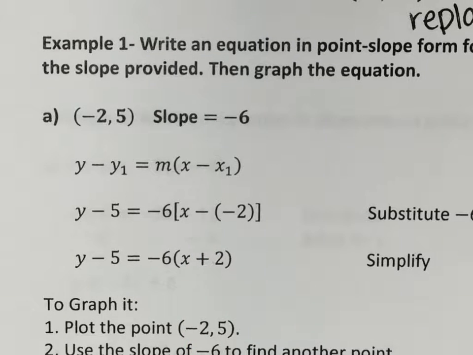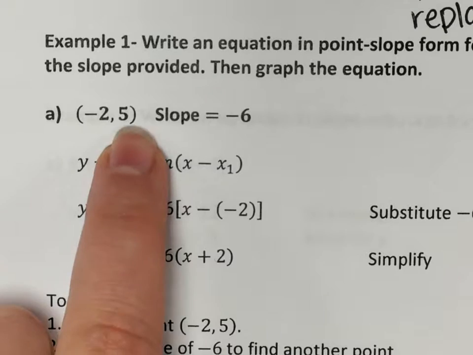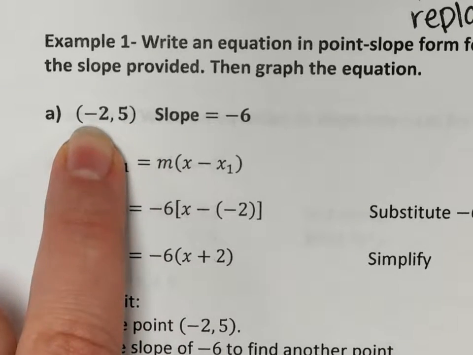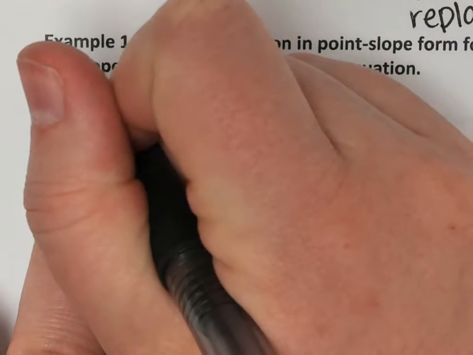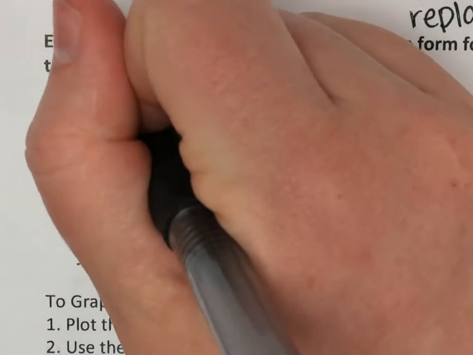So let's look right here, okay? It wants us to write an equation in point-slope form for the line that passes through the given point with the slope provided. Then graph the equation, okay? So this one's an example that's already been done for us, so I just want us to look at what they did. So we have a point, -2, 5. Y'all, -2 represents what value? X always comes first, so then 5 is the y.